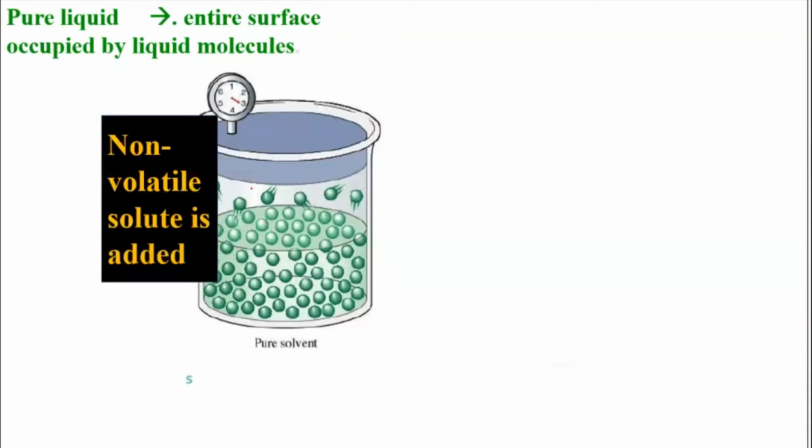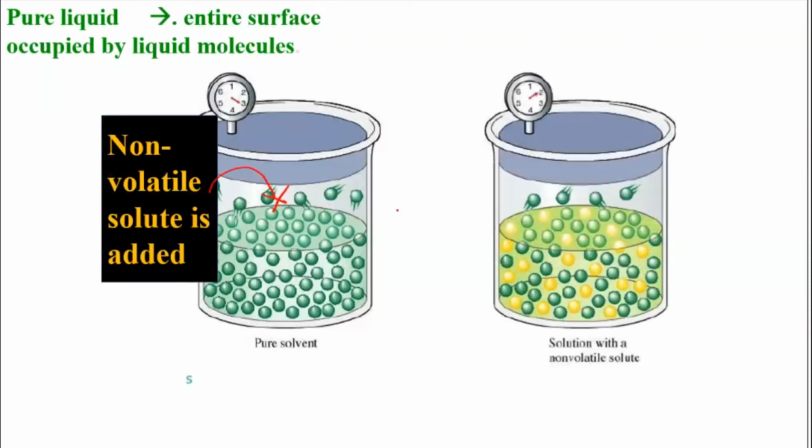Now after this, you are adding the non-volatile solute to this. So when you are adding non-volatile solute, what do you observe? These solute particles will come and occupy this space, here and there. So if you talk about the surface, some of the places are occupied by the solute particles and some are occupied by the solvent particles. Now the whole surface is not only the solvent. There is some amount of the solute and some amount of the solvent.